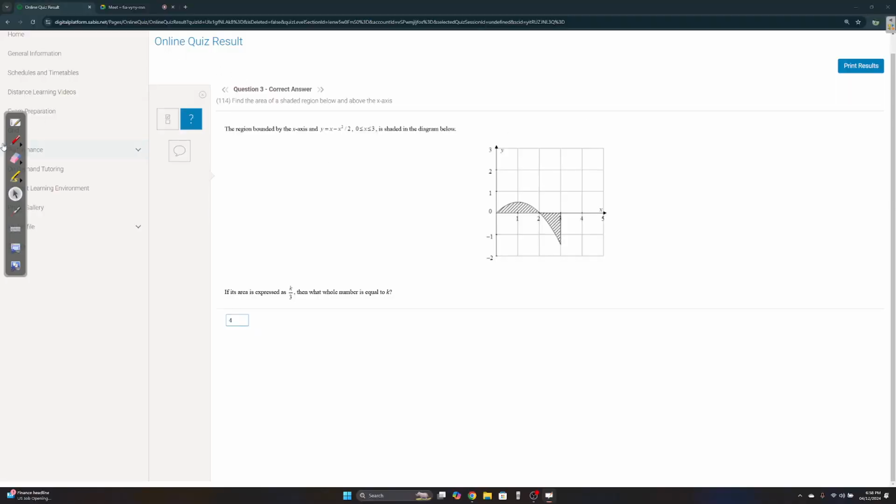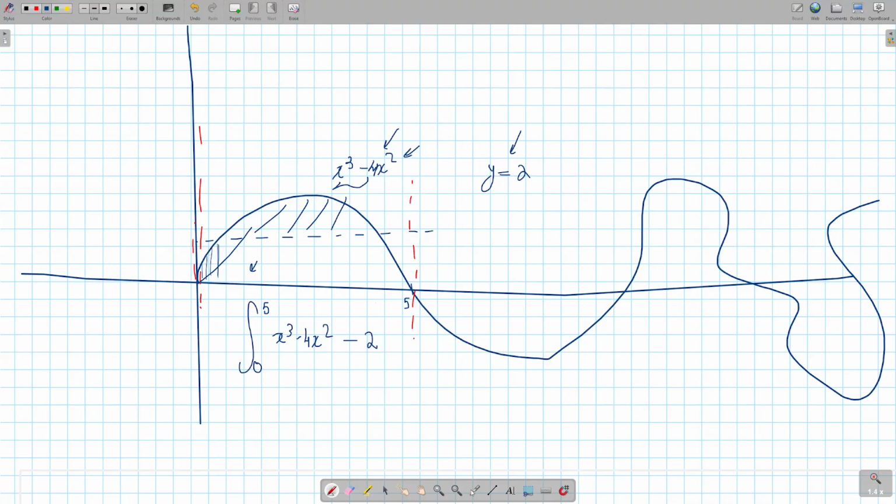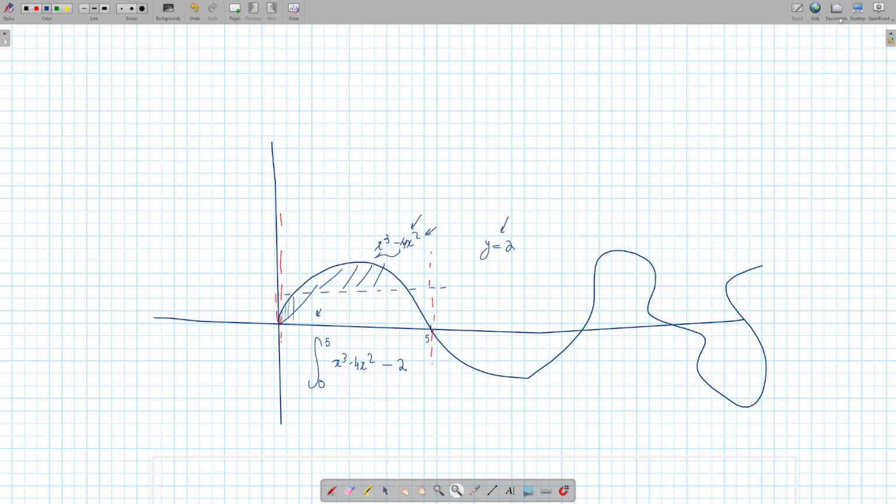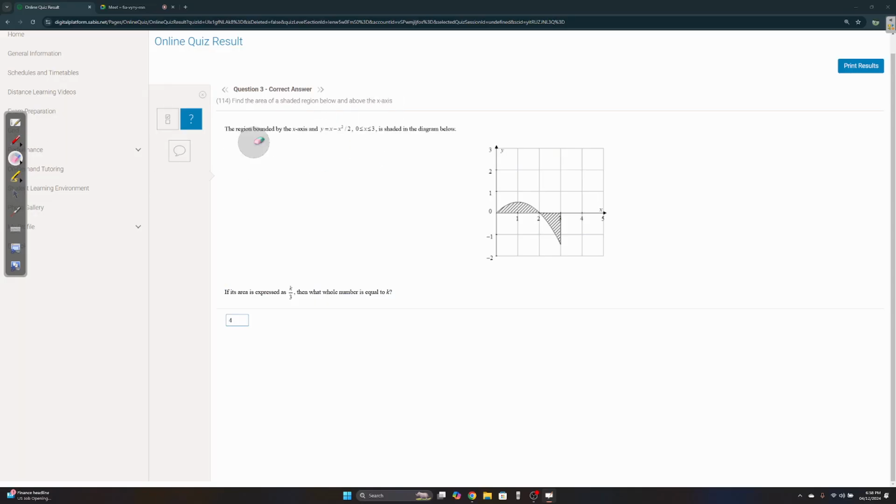Okay, let's see. The region bounded by y equals x minus x squared over 2, between 0 and 3, these are the bounds. It's shaded below. If its area is expressed as k over 3, then what whole number is equal to k? Let's take a look.